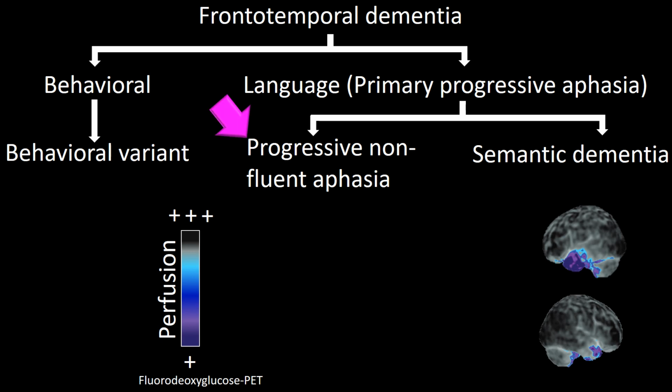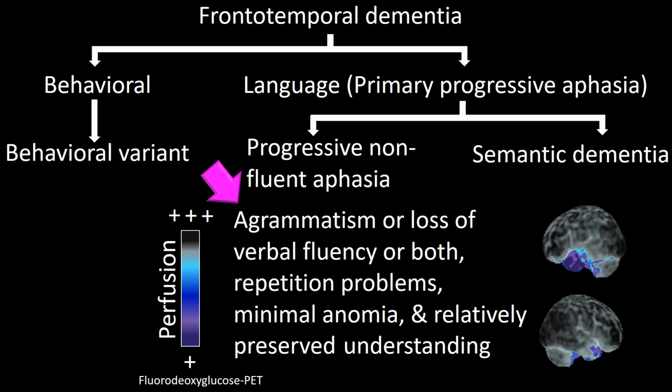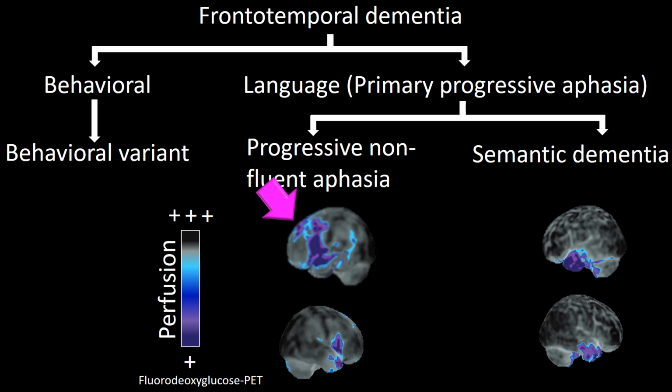In progressive non-fluent aphasia, the patient produces ungrammatical sentences, loses speech fluency, or both. Repetition of words and sentences is also affected. Understanding of single words is normal, but understanding of complex and sequential instructions is minimally involved. Progressive non-fluent aphasia resembles a progressive Broca's aphasia with some understanding issues. PET scan shows hypoperfusion of the left inferior frontal, insula, and perisylvian area in most cases.